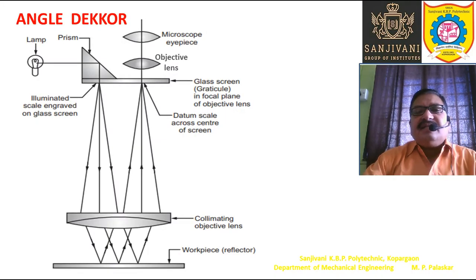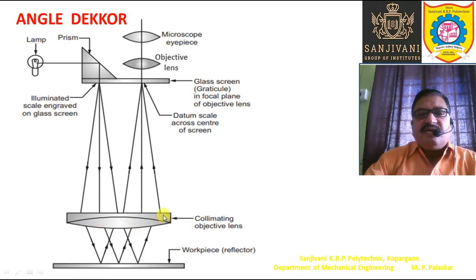So let us study the construction of the angle decker. The angle decker consists of a microscope. In the microscope, this is the microscope eyepiece, this is the objective lens of the microscope. At the same time we also have a collimating objective lens. So this is a collimating objective lens.